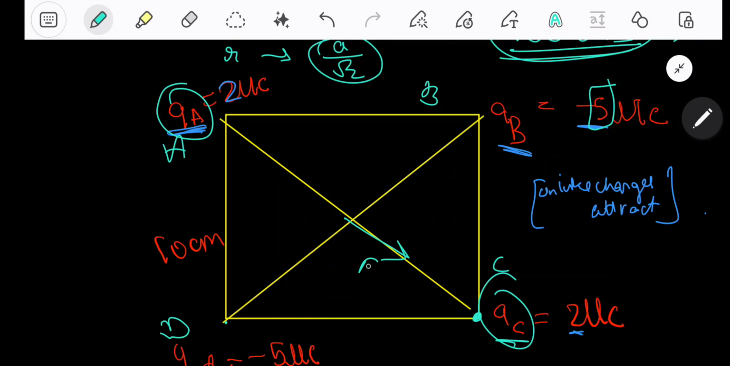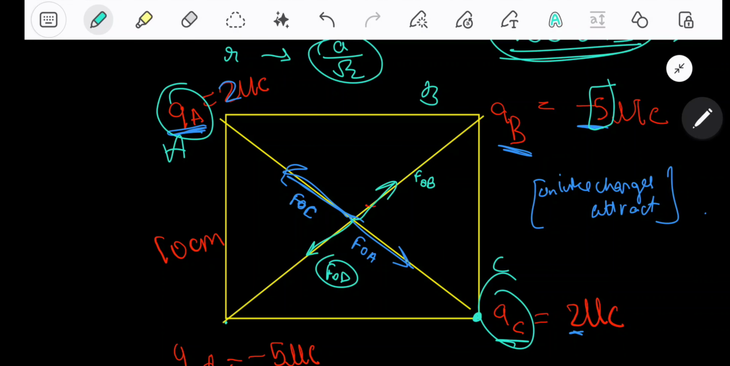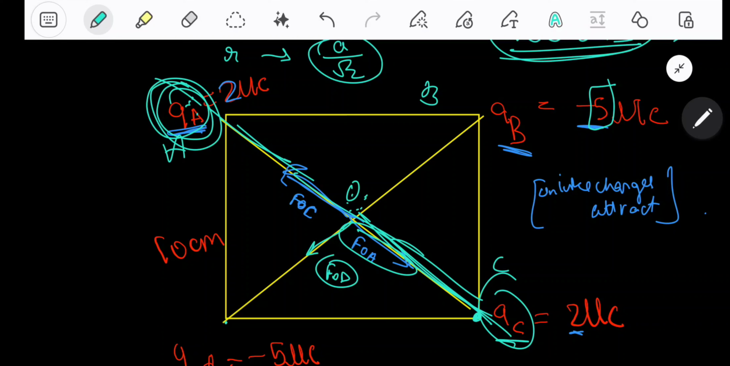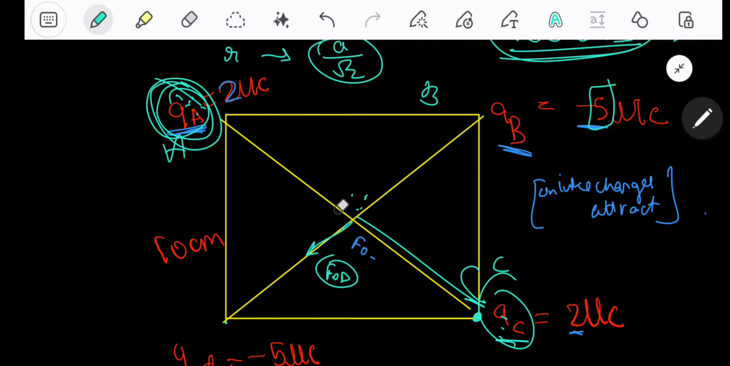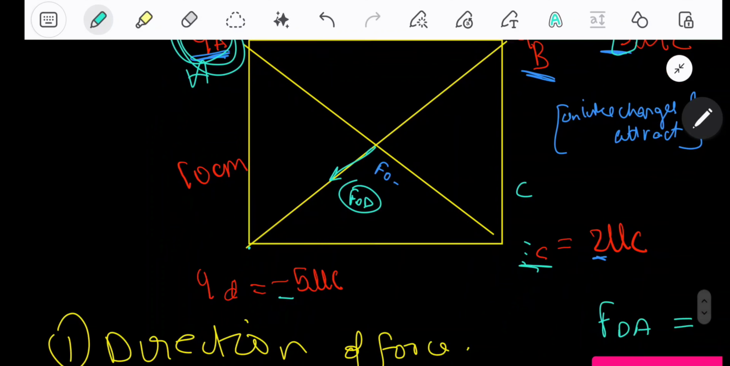This was FO. So FOB, OB, right? FOB was along OB only, right? Then FOA means FO and this A was along. FOA is what? It's opposite. So you're going to say it's along AC. That's it. Then FOC. What is FOC along? Along CA, right? That means it's along CA.